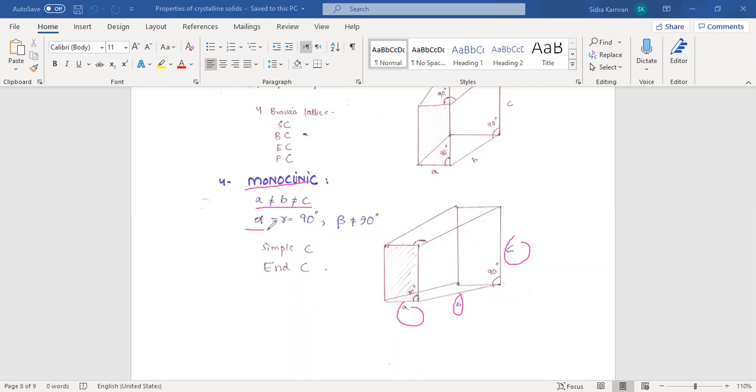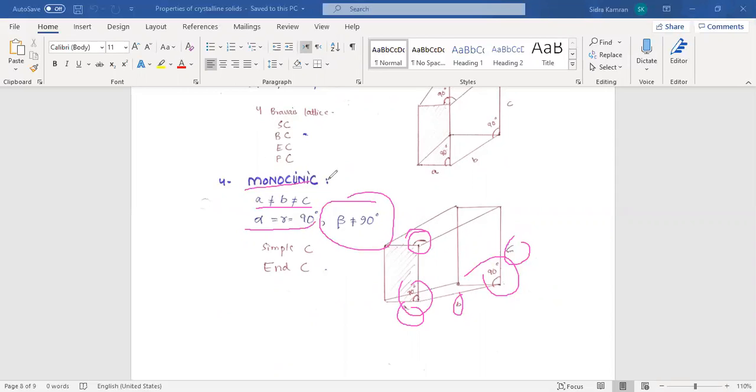Angles alpha and gamma are equal to 90 degrees, but angle beta is not equal to 90 degrees. Here gamma and alpha angles are equal to 90 degrees, but the beta angle is not equal to 90 degrees. There is some deviation in this angle. So this angle is not equal to 90 degrees, but the angles alpha and gamma are equal to 90 degrees.